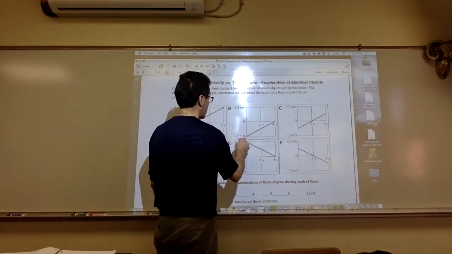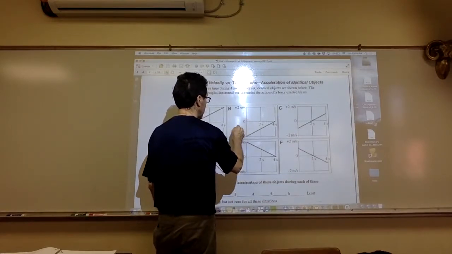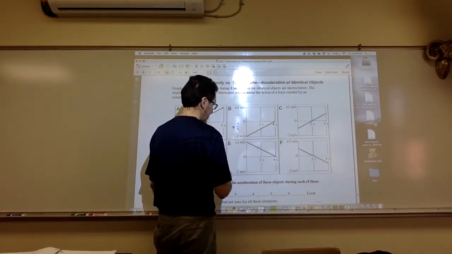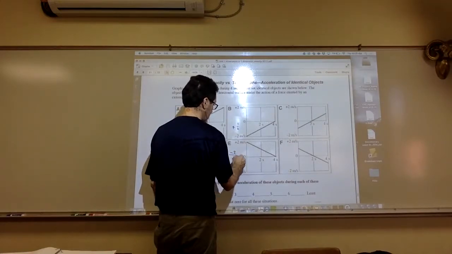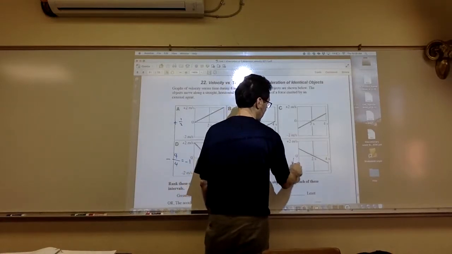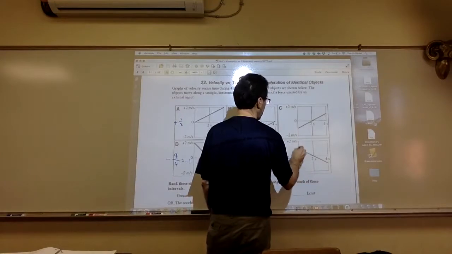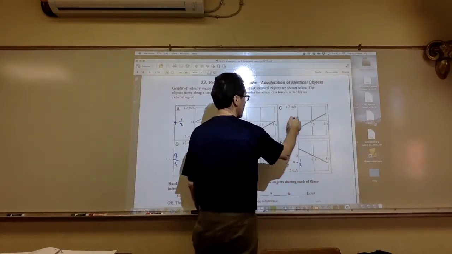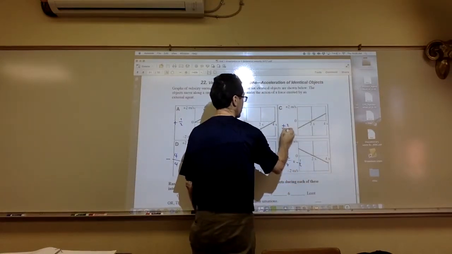This one here is a rise of 2 in 4 seconds, so it's a positive half. This one is a drop of 2, negative 2 in 4 seconds, so negative half. This one here is also a drop. It looks like negative 2 in 4 seconds, negative half. And this one here is a rise of positive 2 in 4 seconds, so that's a positive half.